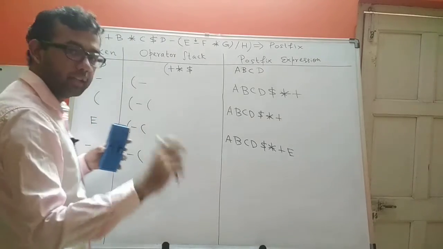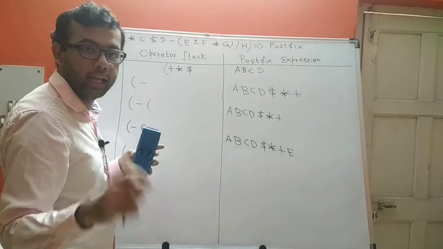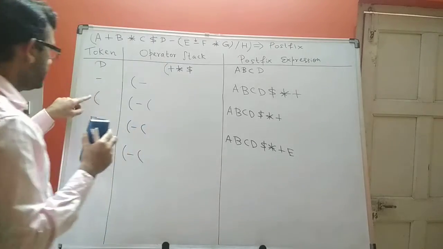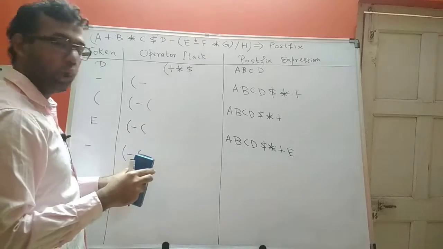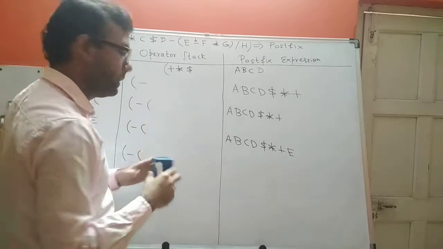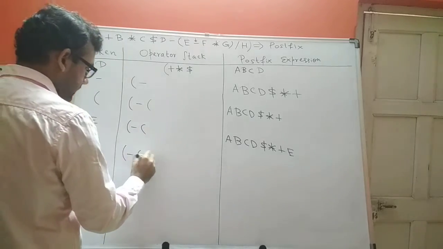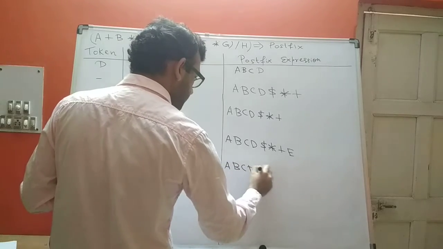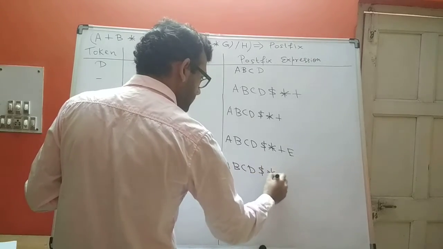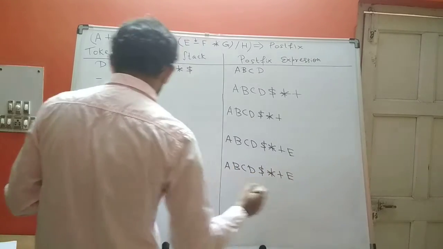Like I mentioned right at the beginning, that opening parentheses has dual precedence. If it is the current token, then it has the highest precedence, and if it is my top of stack, it has the lowest precedence. So I can take minus and I can push it, and my postfix expression remains the same.